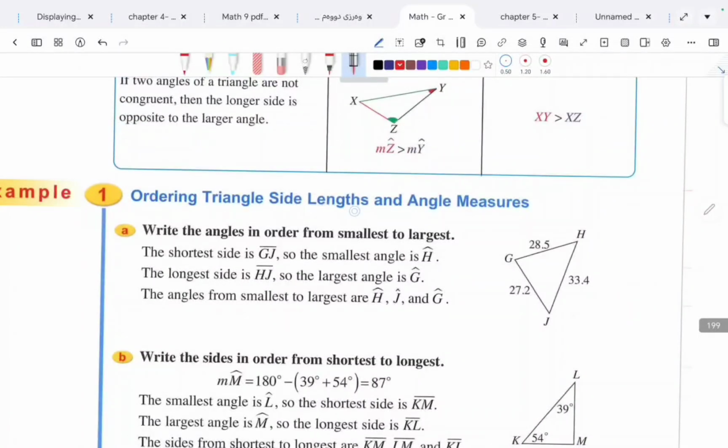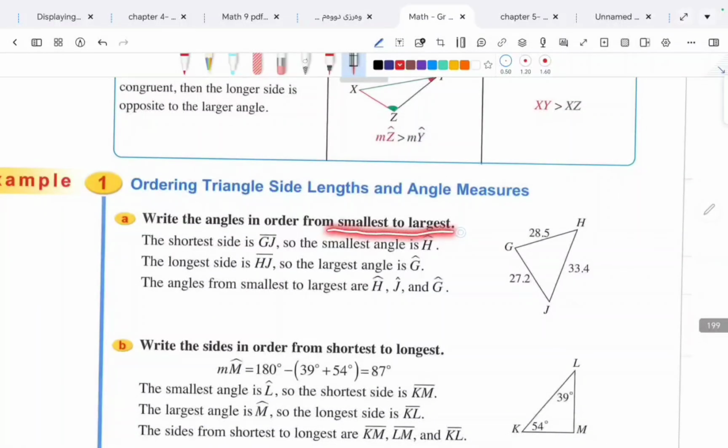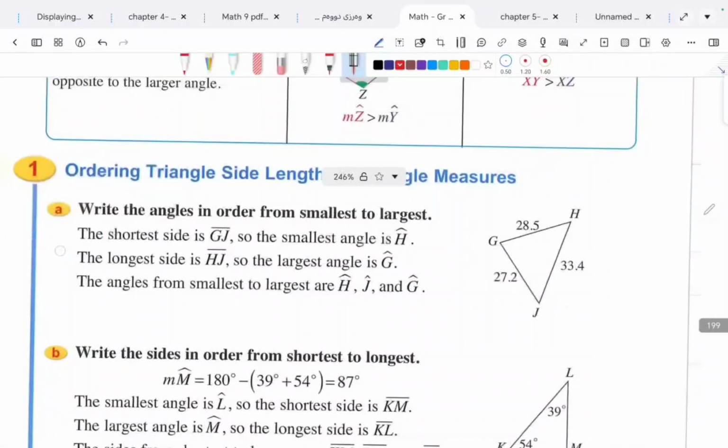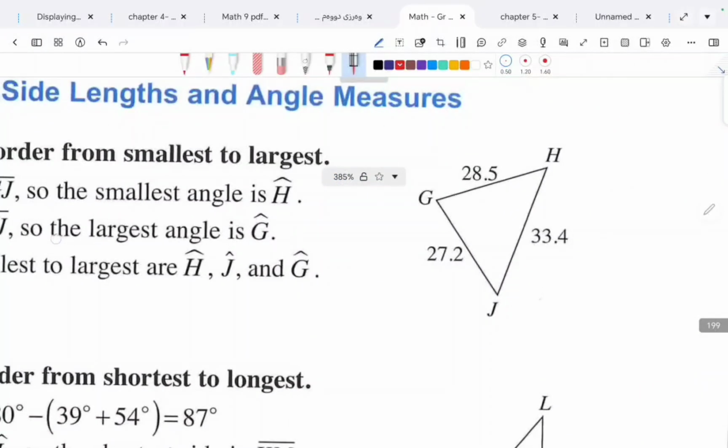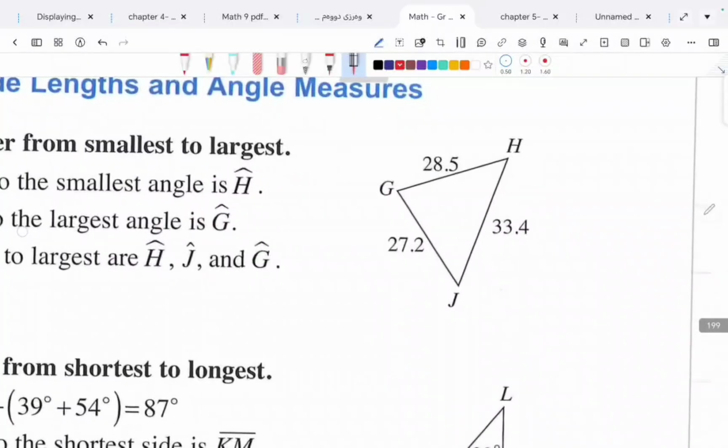Ordering triangle side length and angle measure. Let's see, part A. They ask for what? Write the angles in order. As you can see, sides are given, so you have to order the angles from smallest to largest. As I told you, the smallest angle is opposite to the shortest side. Which one has the shortest one? The smallest number, 27.2, and it's opposite to what? It's opposite to H. So H is the smallest angle.